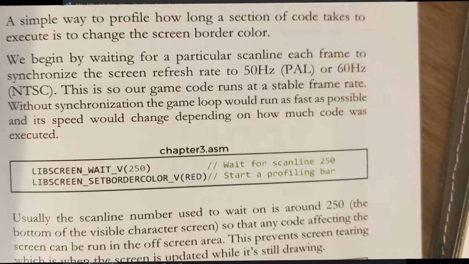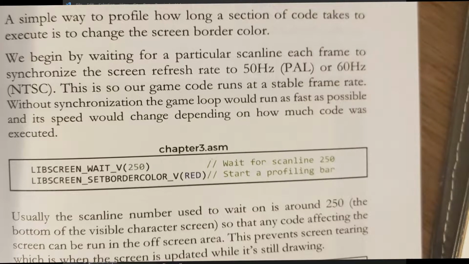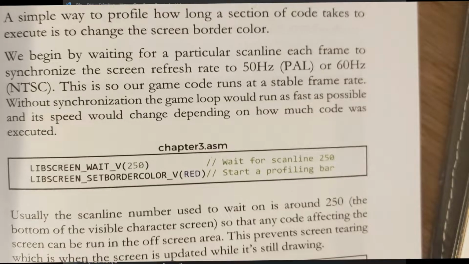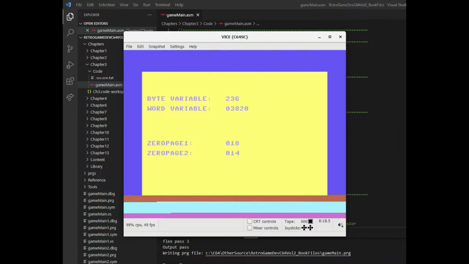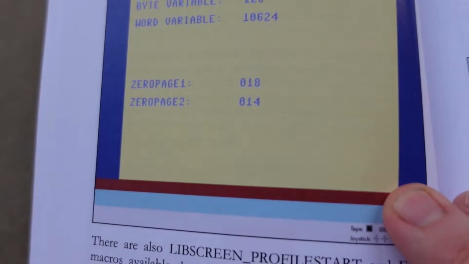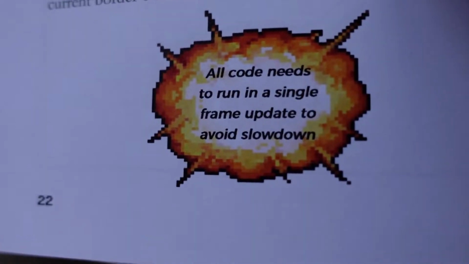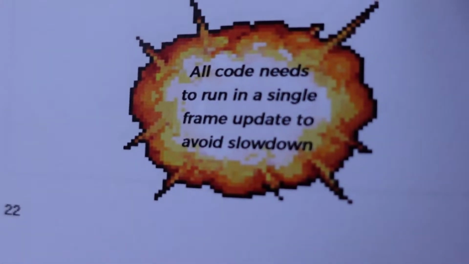Without synchronization, the game loop would run as fast as possible, and its speed would change depending upon how much code was executed. And then on page 22, he brings it home by saying, all code needs to be run in a single frame update to avoid slowdown. So this is very important. You want to try to get all your code execution done in a single frame if you can.